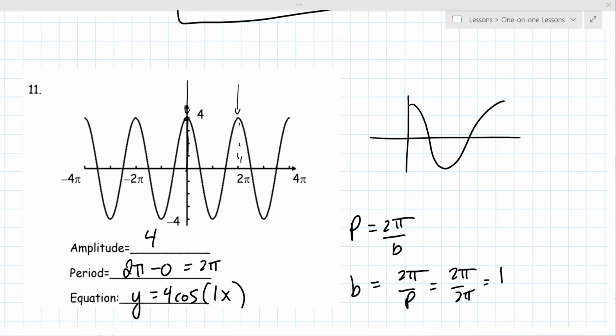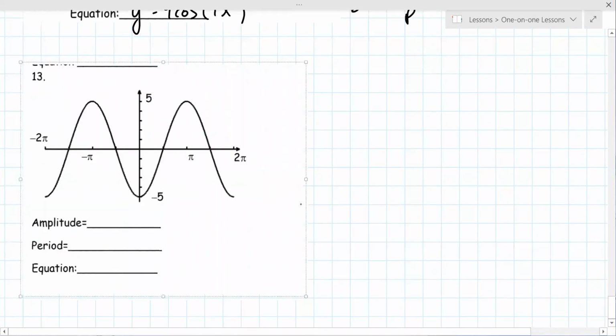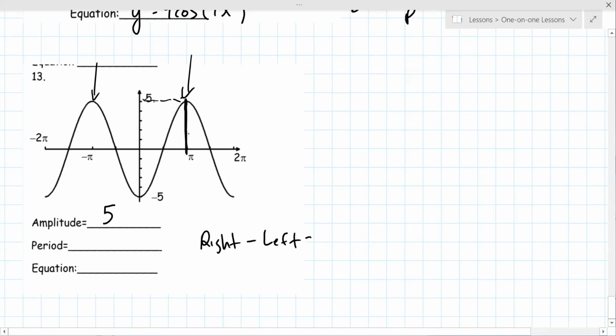All right, 13. Okay, so now how far up does this go? All the way up to 5? 5, yep. So the amplitude is 5. The period is still peak to peak. So you can do this right minus left. So your right is here at pi, and your left is at minus pi. So that equals 2 pi.